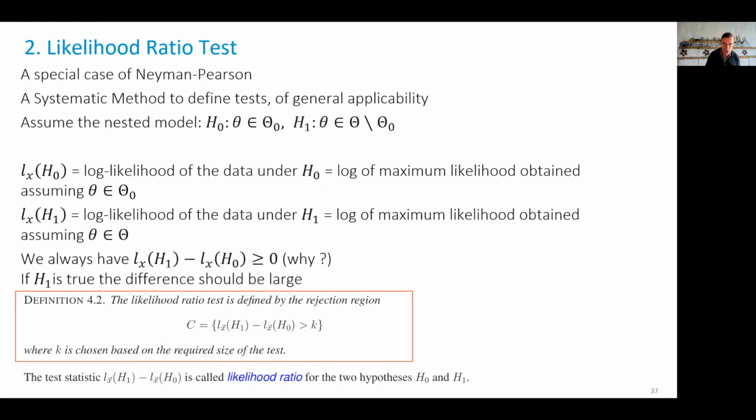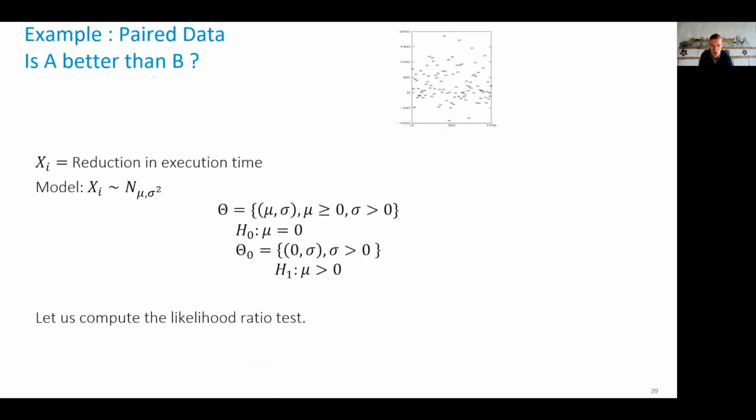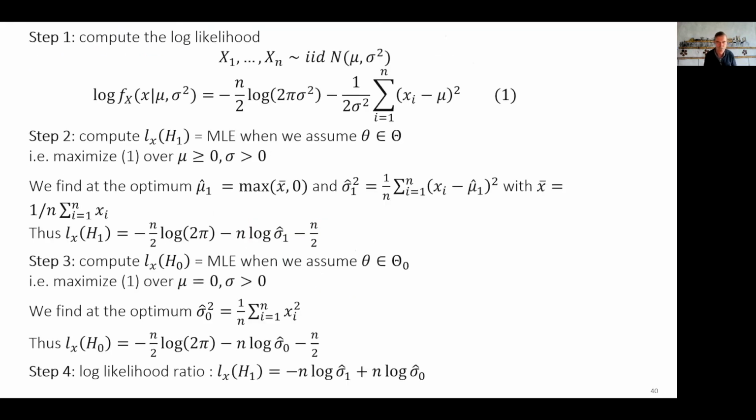Why is that interesting? Well, we'll see that there are many, many cases where the test statistic will provide a pivot, or at least approximately, so that we are able to compute everything for such tests here. But before getting there, let's revisit the example we saw before. Before, I had this nested model where mu could be 0 or non-zero. Let's compute the likelihood ratio test for this model here.